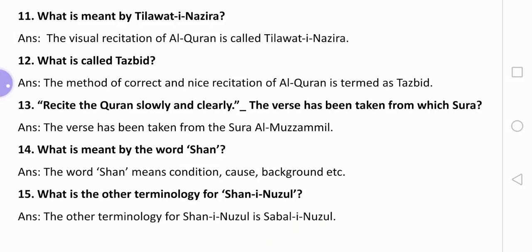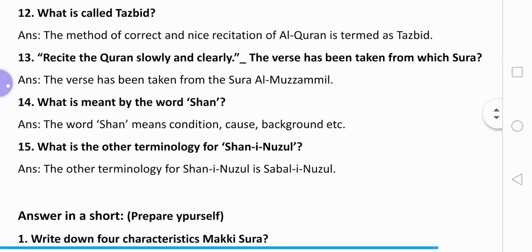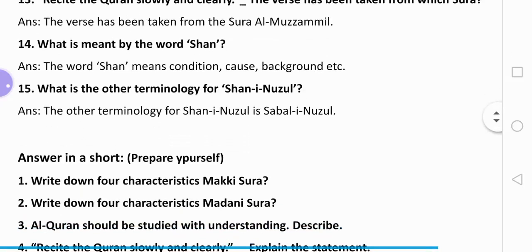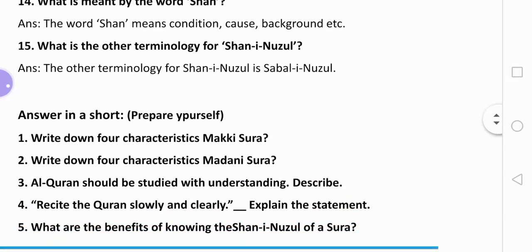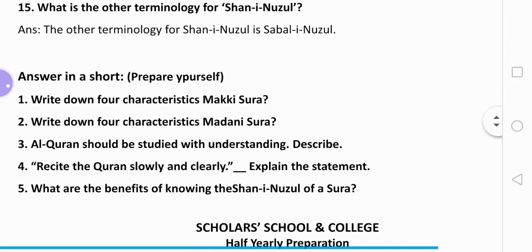What is the other Arabic terminology for Shani Nuzul? Already we have discussed it in our lecture. The other terminology for Shani Nuzul is Sababi Nuzul. And now, answer in short; prepare yourself at home. Here I have made 5 questions.